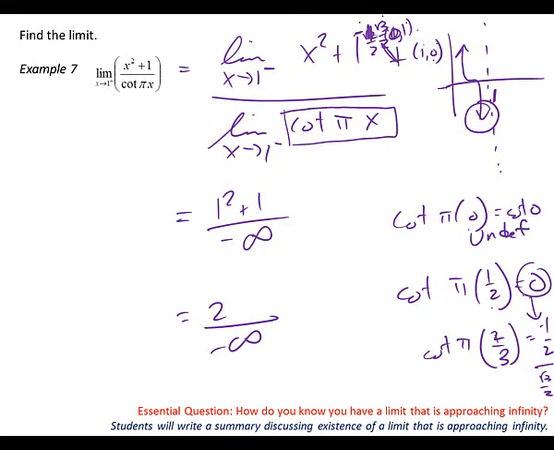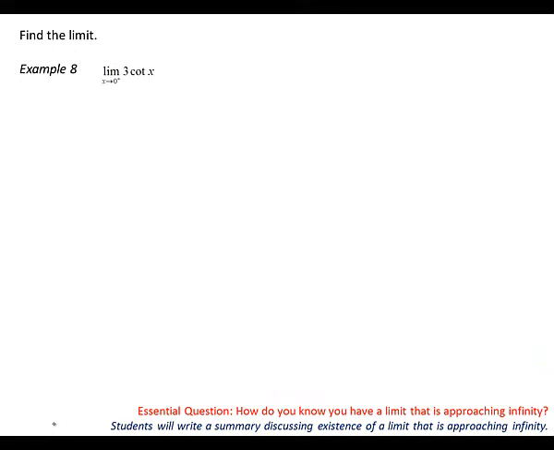And the reason I'm showing that is what if you don't have your calculator for the picture, right? You have to be able to pick some numbers and plug them in and see what the trend is, okay? All right, so 2 over negative infinity is going to end up being what? 0. Good.